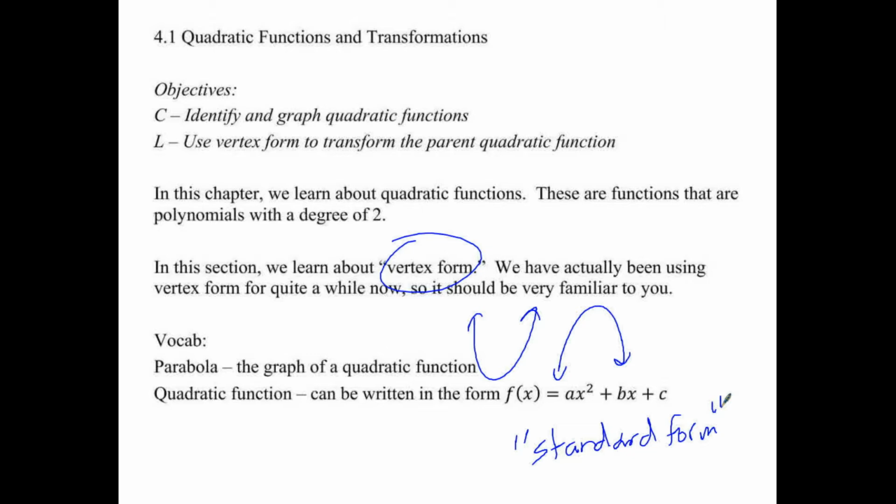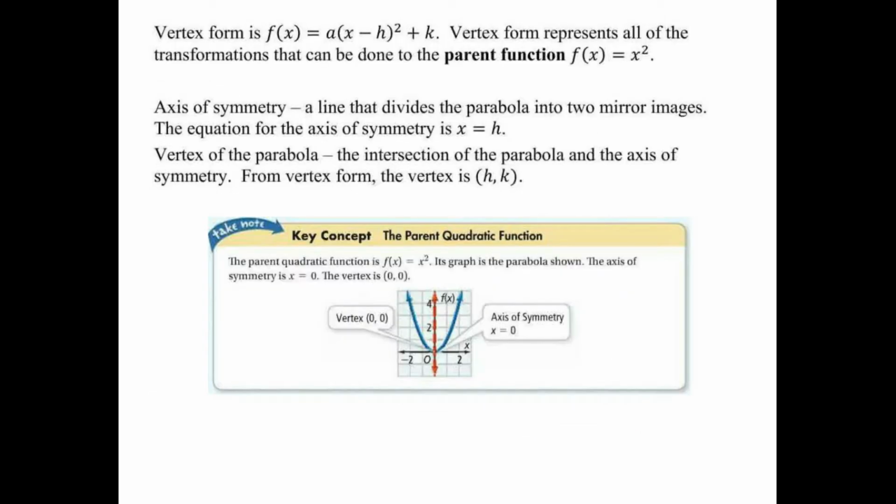Got it? Okay. But earlier I was talking about vertex form up here. So vertex form is what we're going to be working with in this section. In Section 2, we're going to be working with standard form. All right? So prepare to fall in love all over again with vertex form. Vertex form is f of x equals a times x minus h squared plus k. Vertex form represents all of the possible transformations that can be done on the parent function f of x equals x squared. And hopefully now you can remember what we were doing back in Chapter 2 when we were doing all of those transformations on parent functions.